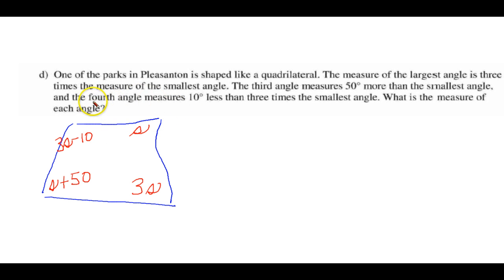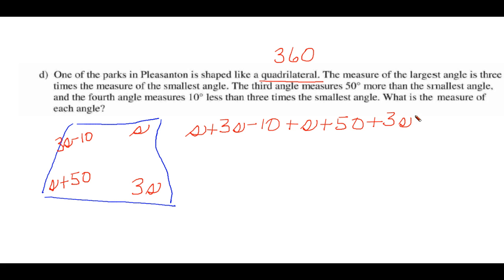Now, what is the measure of all quadrilaterals? And the answer is 360. And if you didn't know that, you'd have to know that. So let's start working on a formula. Well, S for our smallest size plus 3S minus 10 plus S plus 50 plus 3S. And all of that will equal 360.